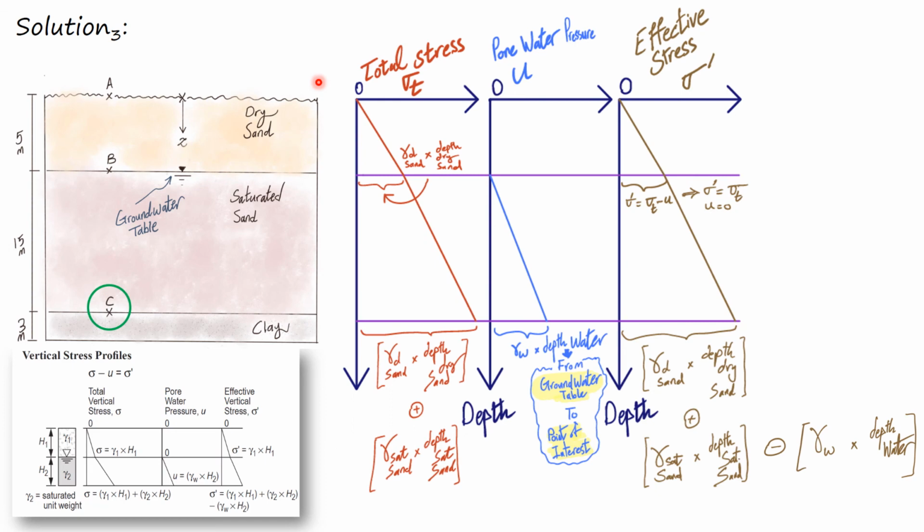This is basically a summary. You can see them all: soil profile, total stress, pore water pressure. Start from here. The effective stress, you just subtract this from this. And this is basically how it looks in your FE manual.